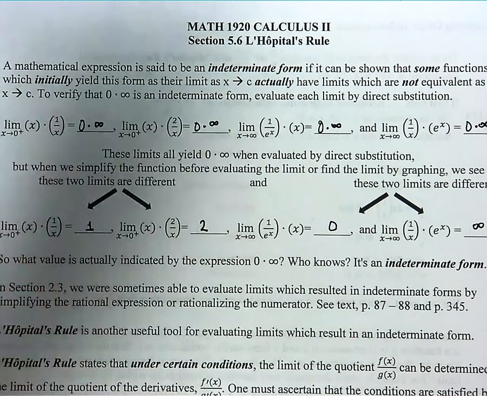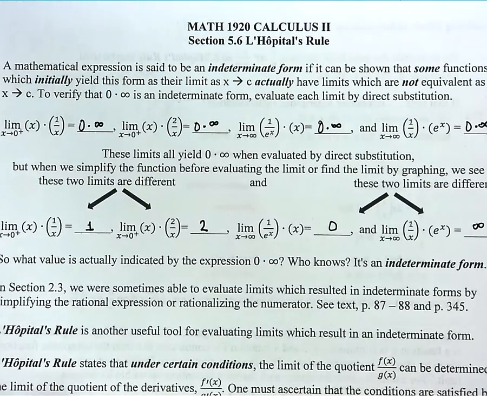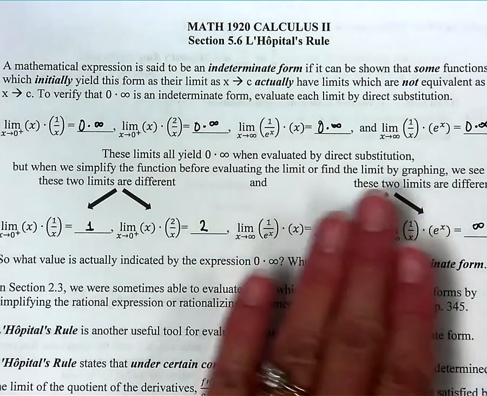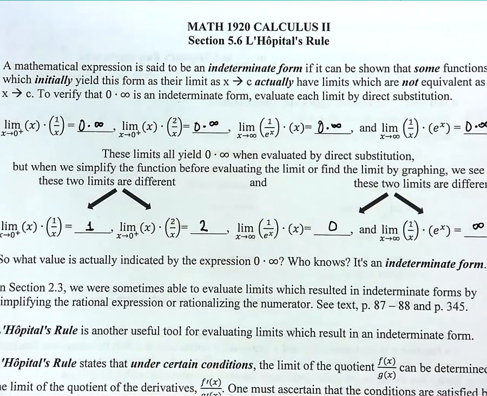All right, so 4 different times we got 0 times infinity by direct substitution, but then when we resolved that or figured out the limit some other way, we got 4 different answers. So what is 0 times infinity? Is it 1? Is it 2? Is it 0? Is it infinity? Is it something else? I don't know. That's the definition of indeterminate form.